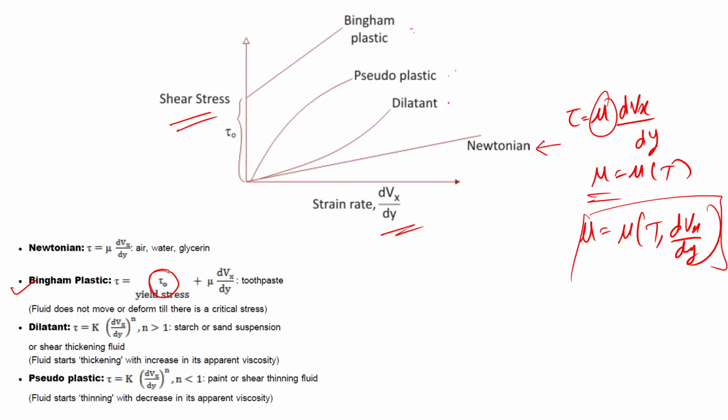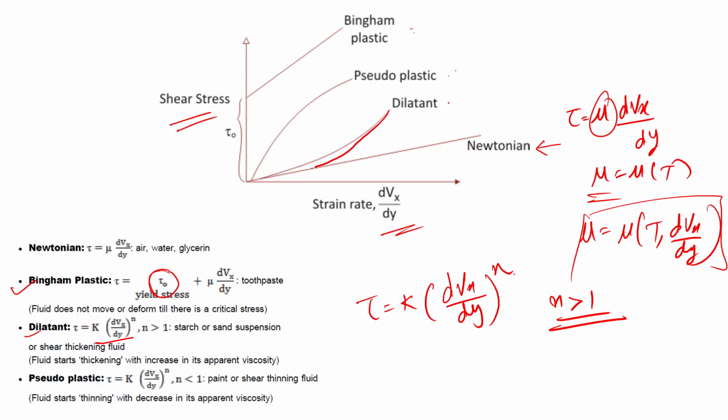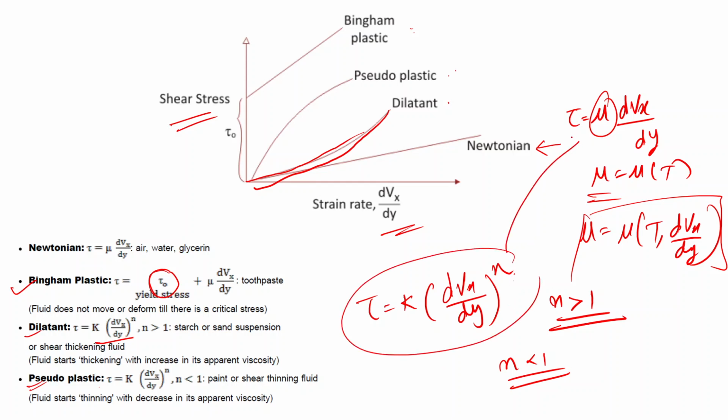Then the other kind of fluid is the dilatant fluid, that is given by the equation tau is equal to some constant times dvx upon dy raised to n. So if n is greater than 1, then in such a case we call the fluid a dilatant fluid, and the graph you can see in this plot over here. And if n is less than 1, then such a kind of fluid we call pseudoplastic fluid. And if n is equal to 1, then this equation will simply become the equation for the Newtonian fluid, and that implies the fluid is Newtonian. Apart from these fluids, there are also time-dependent fluids.